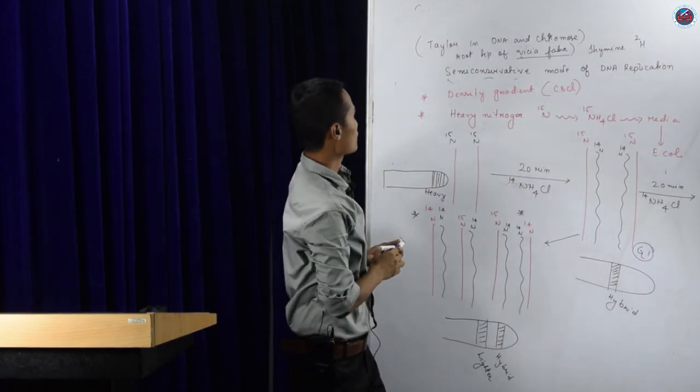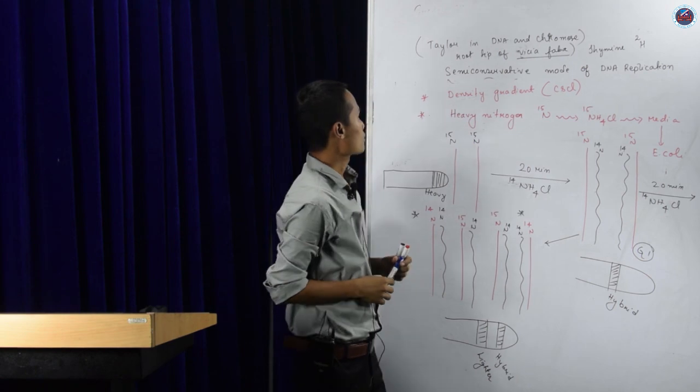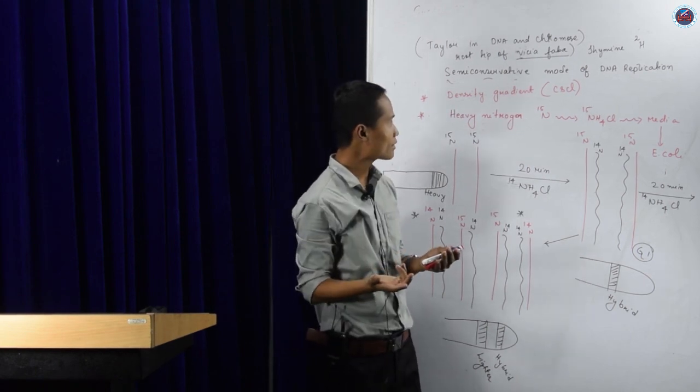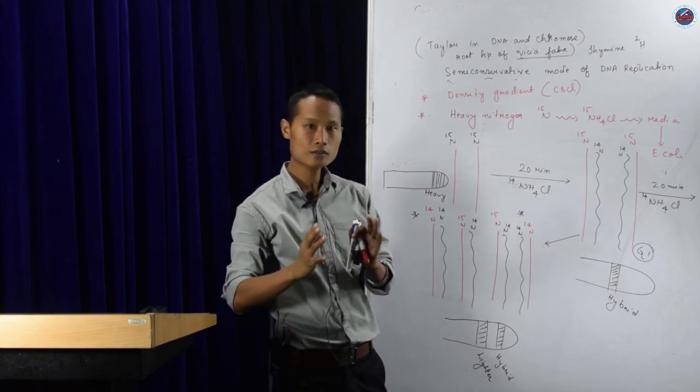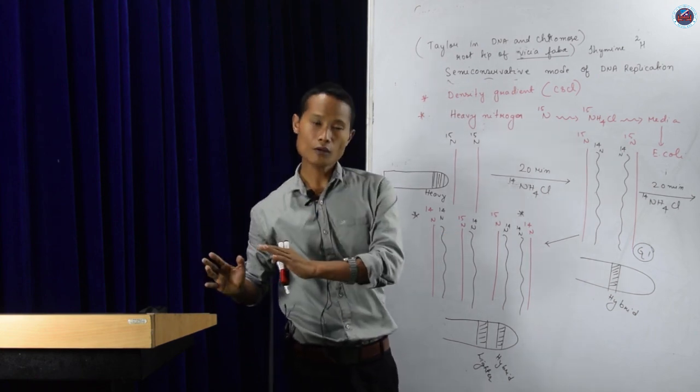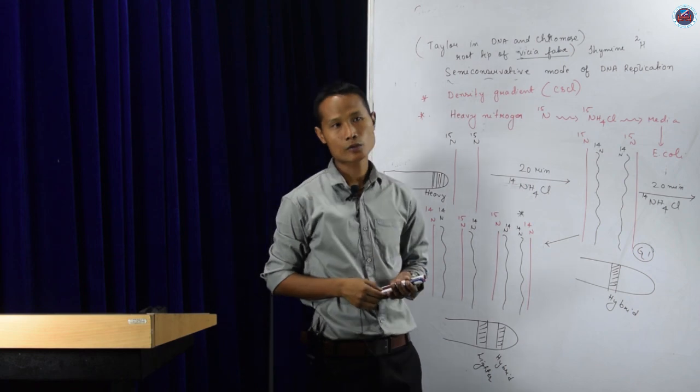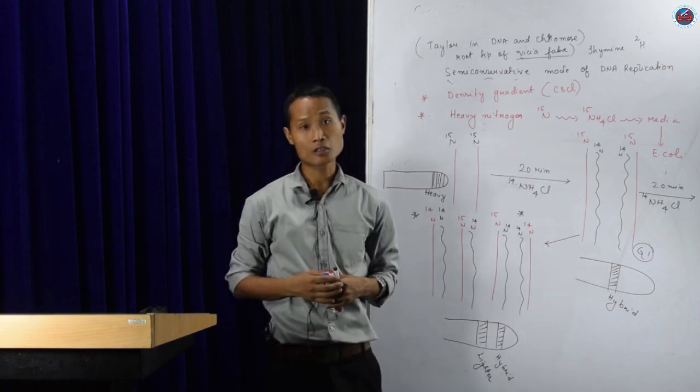So in this experiment, when we say semi-conservative, it means that it is partly half and partly from the parental strand. In the next class, we are going to discuss the packaging of DNA.